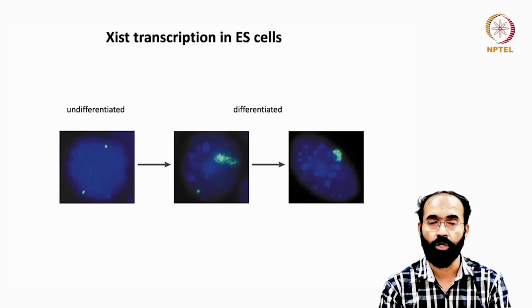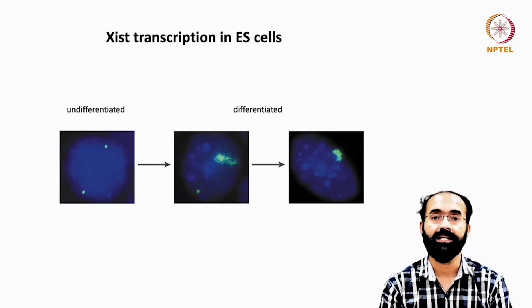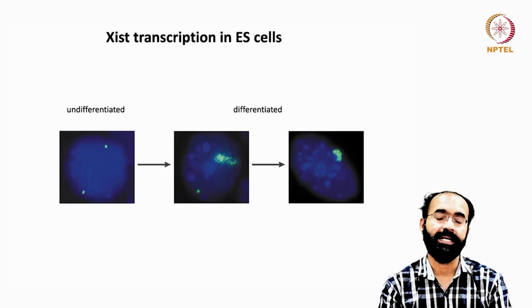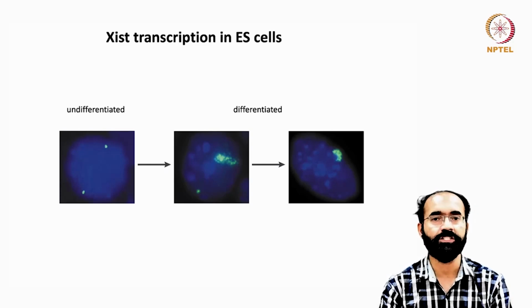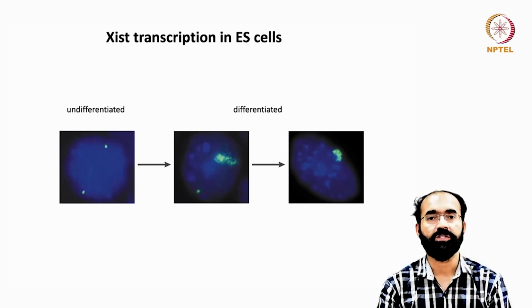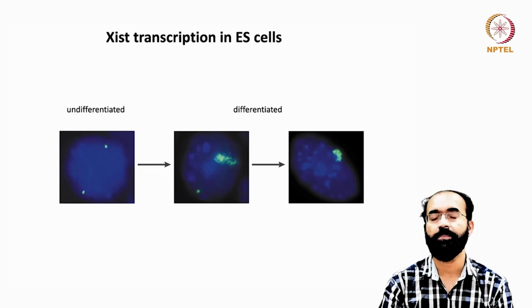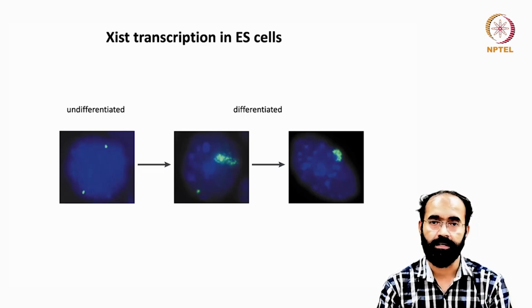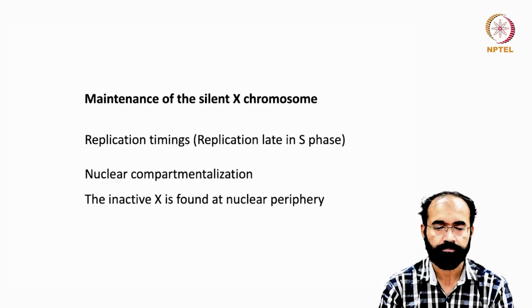The one with low or nil expression, which is supposed to be somewhere here, is missing. Xist expression is missing means it is an active chromosome. So this you can prove by fluorescence in situ hybridization. It's a very powerful technique used in RNA biology.